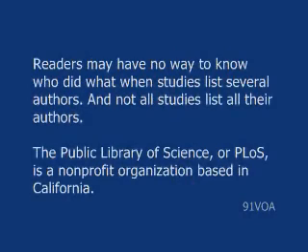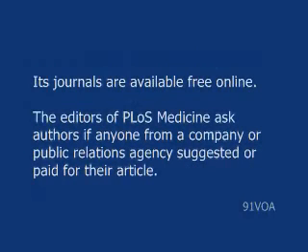Readers may have no way to know who did what when studies list several authors, and not all studies list all their authors. The Public Library of Science, or PLOS, is a non-profit organization based in California. Its journals are available free online.